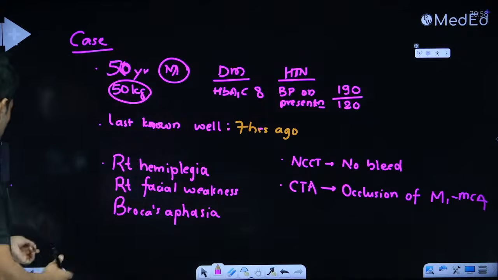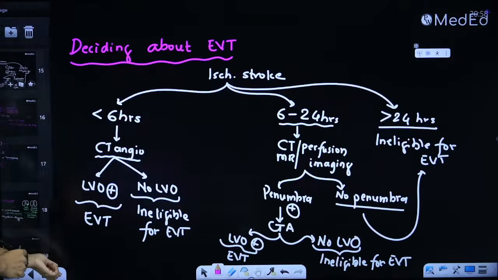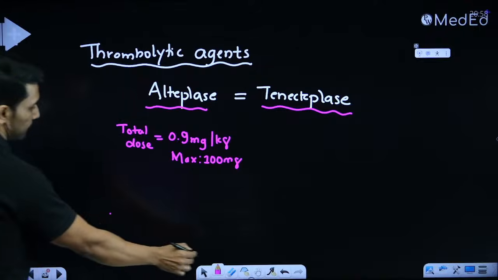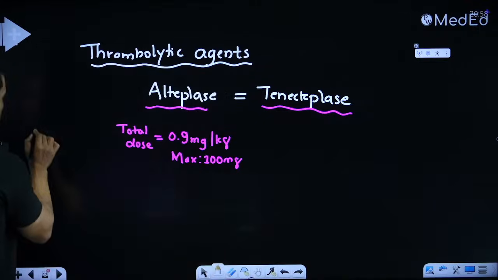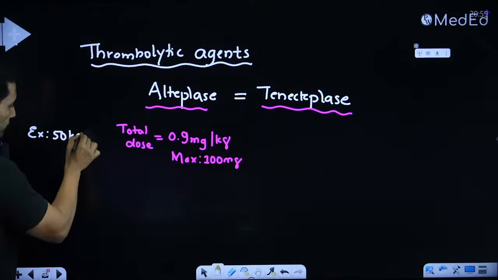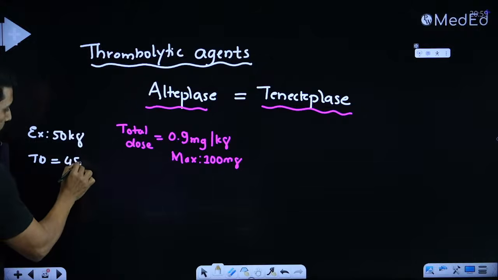I'm addressing the drug itself. So in that case, if I'm talking about a 50 kg person, then I will be giving 45 milligrams, right? So total dose becomes 45 milligrams. So if I have a 50 kg patient, then total dose becomes 45 milligrams.